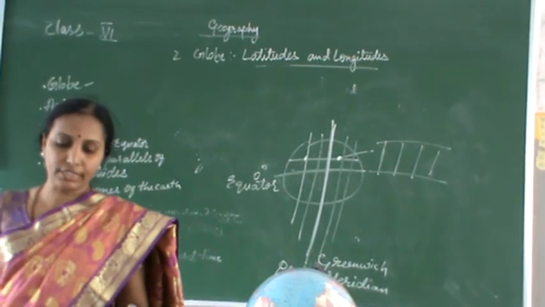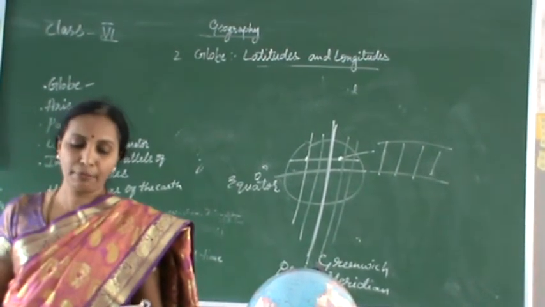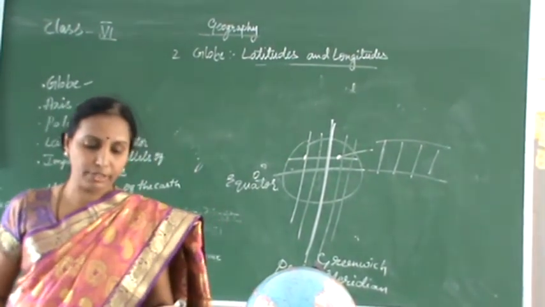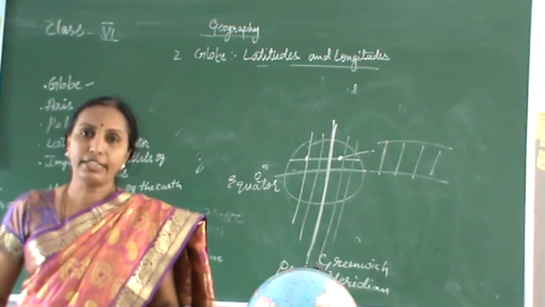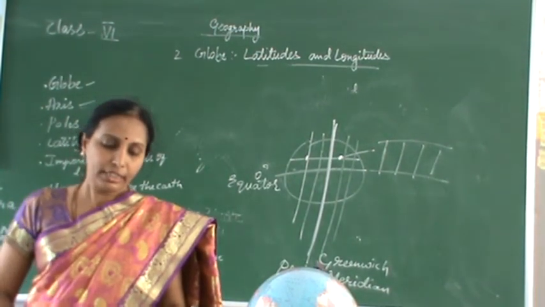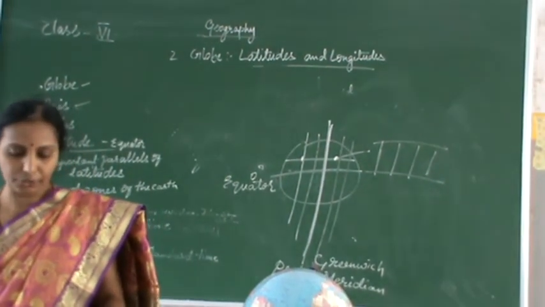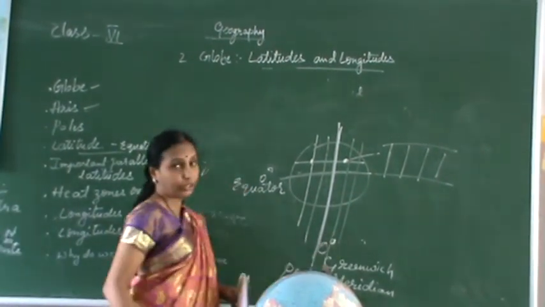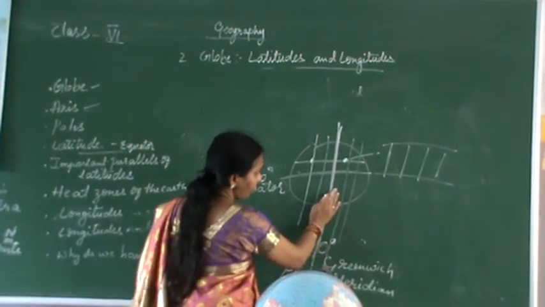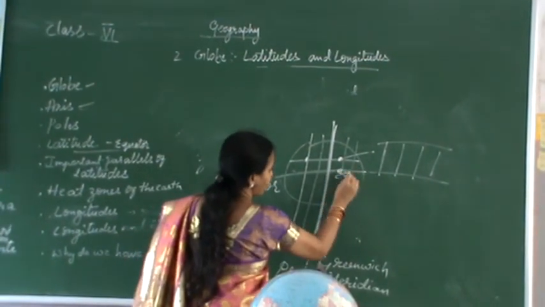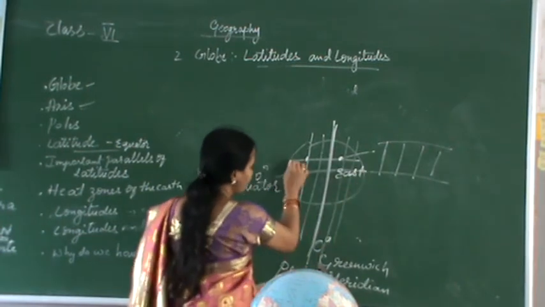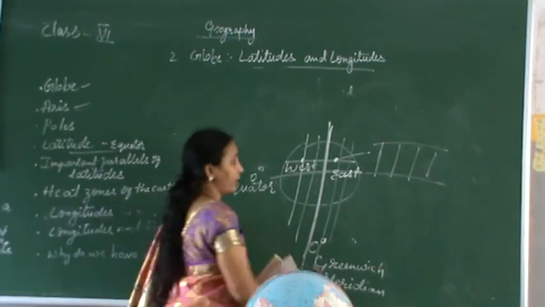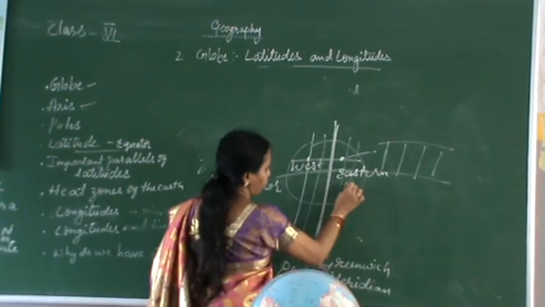Hence, all countries decided that the count should begin from the meridian which passed through Greenwich, where the British Royal Observatory is located. This meridian is called the prime meridian. Its value is 0 degree longitude. From here, this part is called east, and this part is the west. This is called the eastern hemisphere, and this is called the western hemisphere.